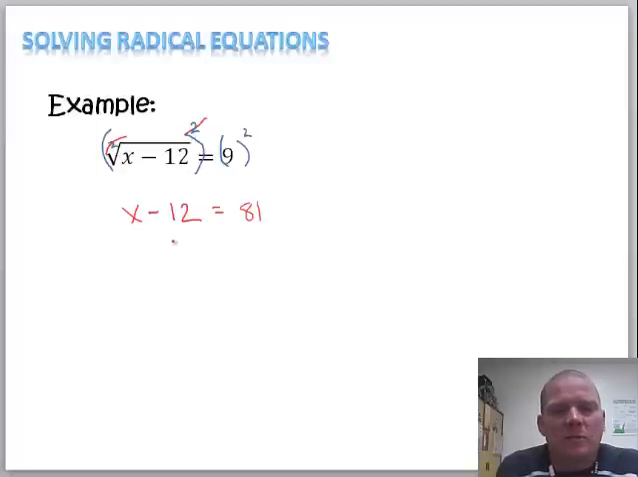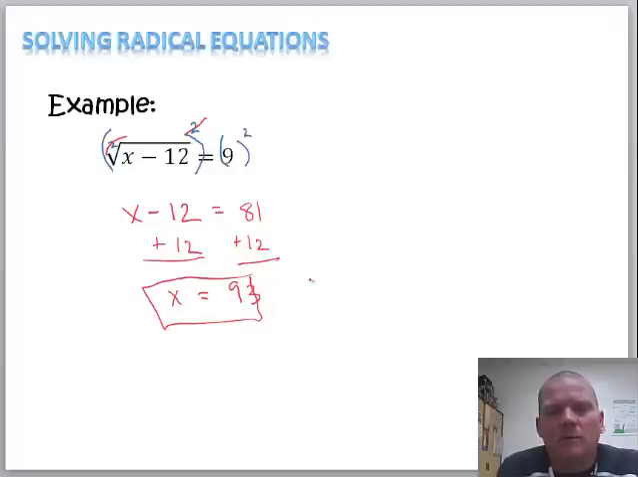The third step is simplify and solve. So I'm going to add 12 to both sides so that I can get that x by itself. That's the inverse operation of subtraction, which is adding. And I get x equals 93. And there's my answer. If you didn't understand that, rewind and look back at this again. Any questions? Hopefully you're good there.